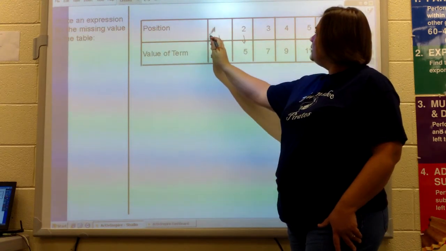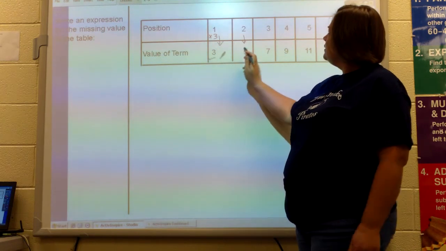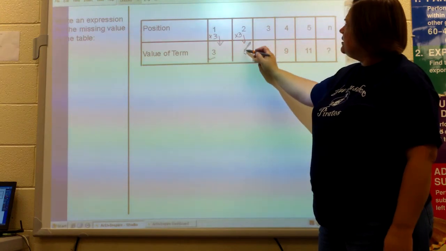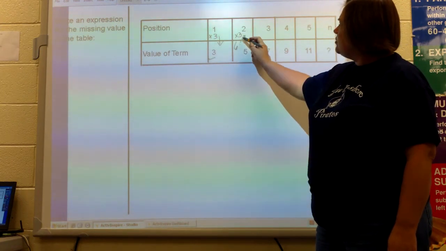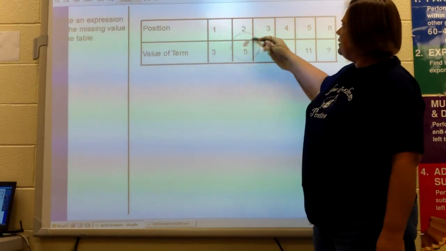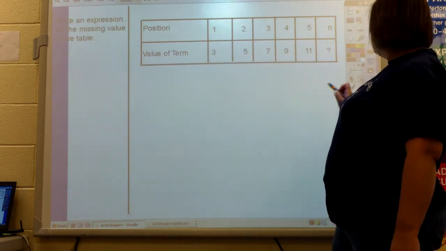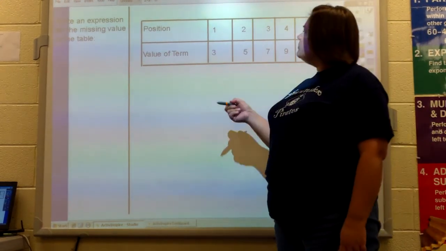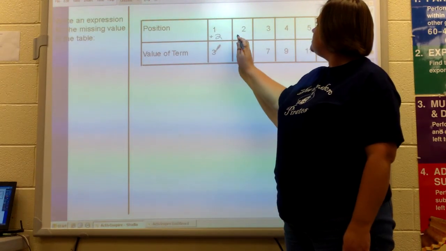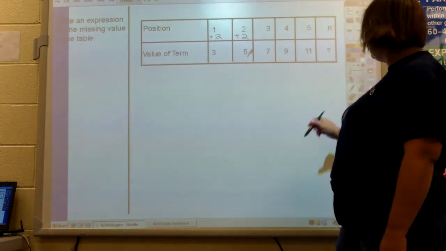We have 1 times 3 is 3, yes. We have 2 times 3 is not 5. So that doesn't work. Okay, so we can't do that. That's not going to work for all of the things in our table. Let's try something else. Okay, we did times, let's do plus. 1 plus 2 is 3, yes. 2 plus 2 is not 5, so that's not going to work either.